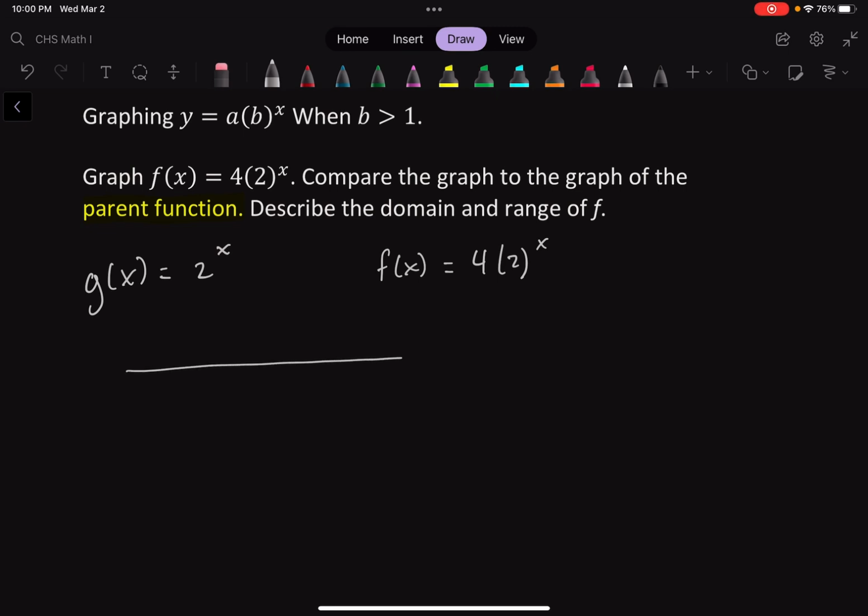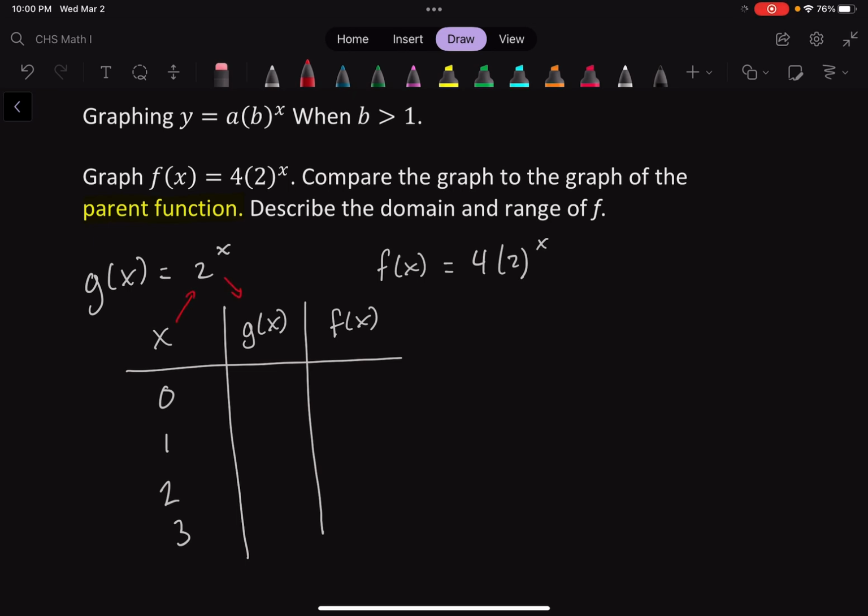We'll do 3 points. We'll do 0, 1, 2, and 3. All right, so this is going to be x. Then we'll do my parent function, g of x, and then the function we want. As we plug in x into this equation, we're going to write my response here.